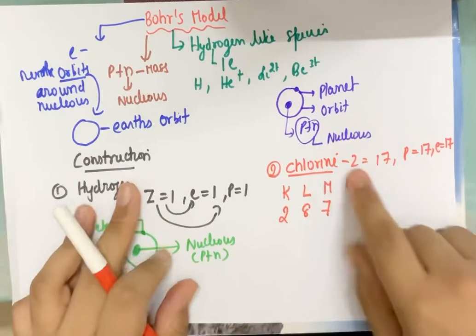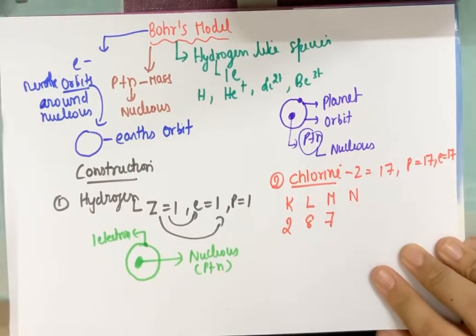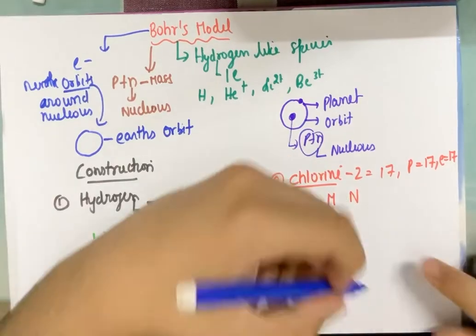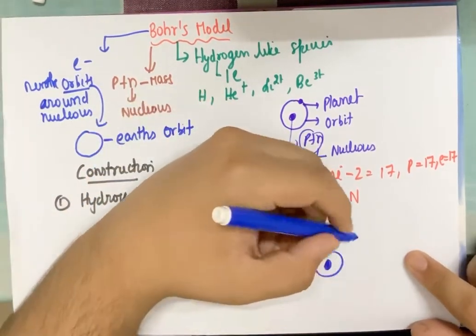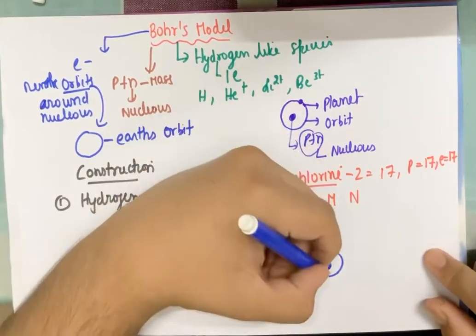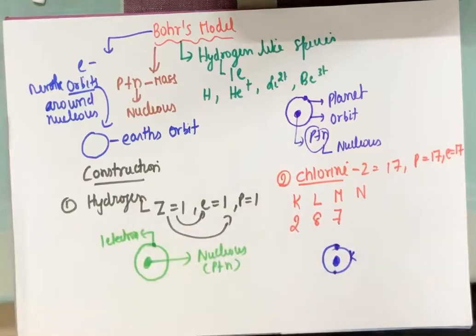That means how many shells am I using, how many orbits are there? 3 orbits. So let's see how to construct the Bohr model for such a case. I have the nucleus, which is equal to proton plus neutron. I draw the first orbit here, which has how many electrons? 2. So this is the K shell. K has 2.